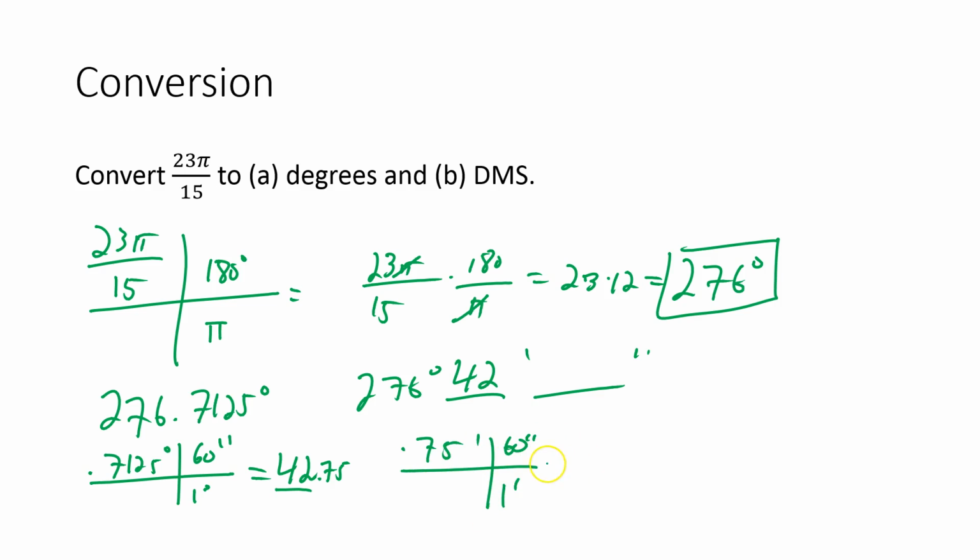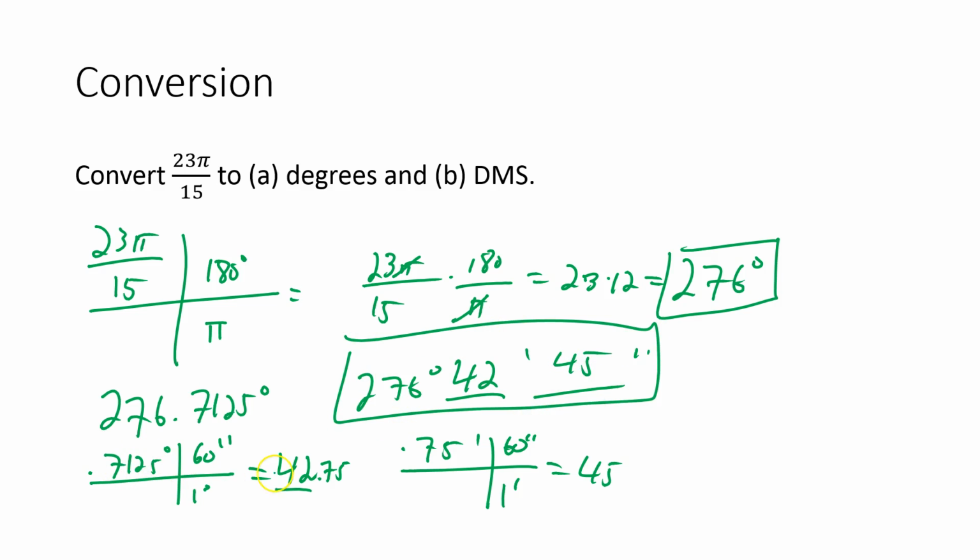So that's 3/4 of 60. I think I know what that is. Let's check anyway. 0.75 times 60 is 45, so you get 45 seconds. That's how you convert from degrees to degrees, minutes, seconds. Change the decimal to minutes, and then take the decimal of the minutes and change those to seconds. Cool.